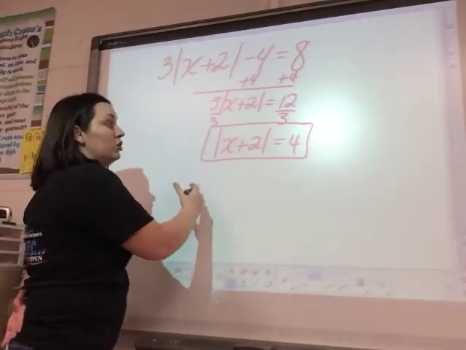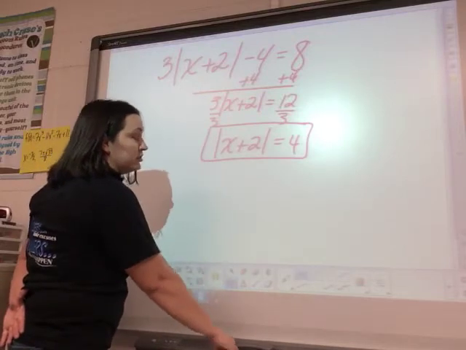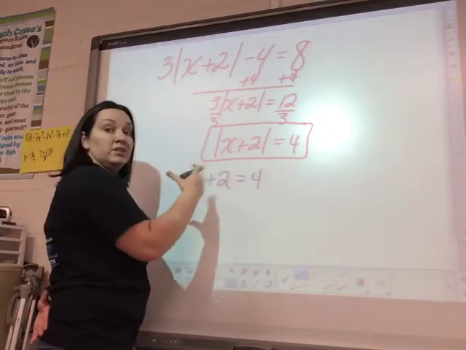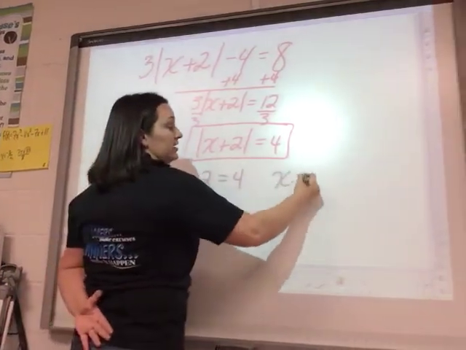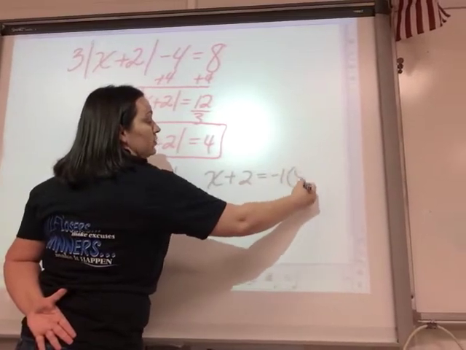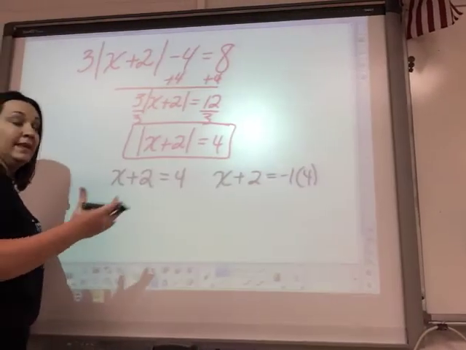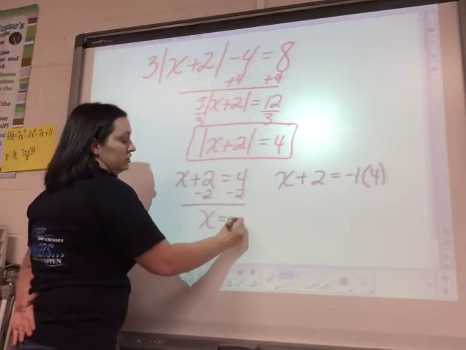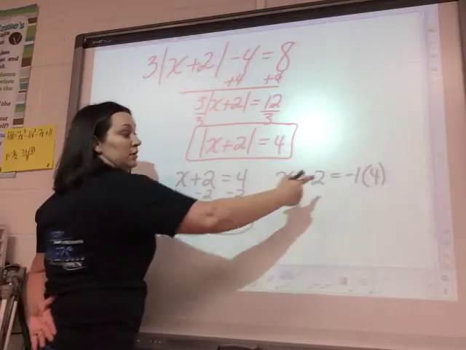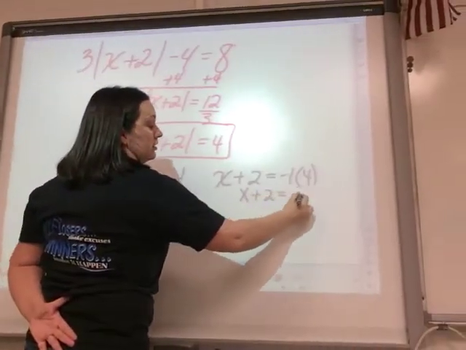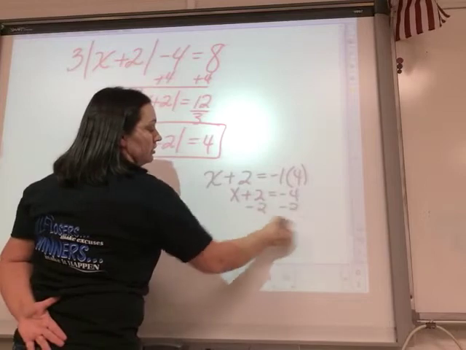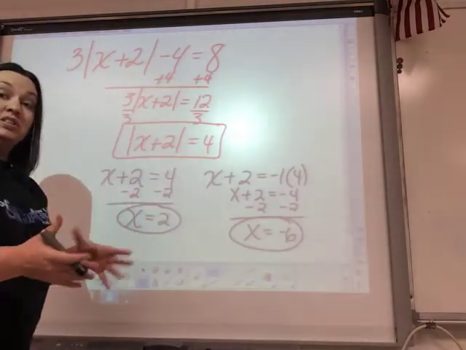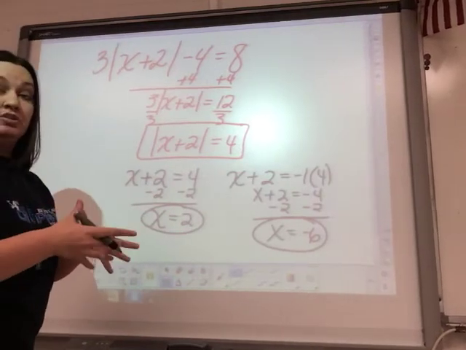Once you get here, you can then separate your absolute value into 2 different sections. X plus 2 equals 4 for the positive side of the number line. And x plus 2 equals negative 1 times 4 for the negative side of the number line. And then solve both of these equations. Subtract 2 from this side to get x equals 2, which we said was a solution. Multiply first here, then subtract 2 to get x equals negative 6, which we also said was a solution. So once again, our graphical and our algebraic answers match.